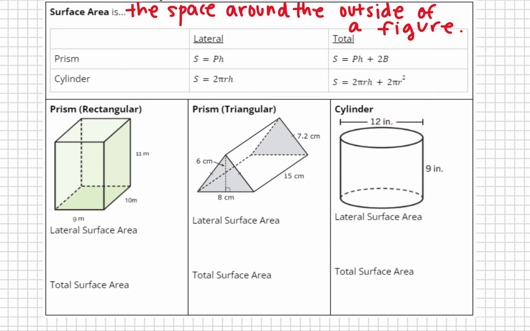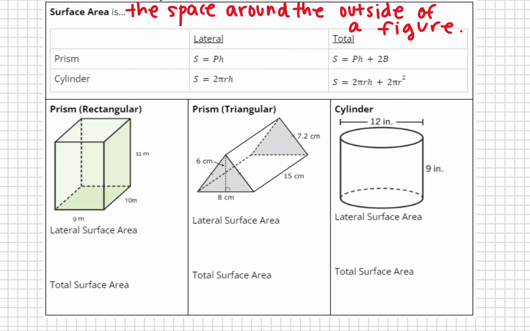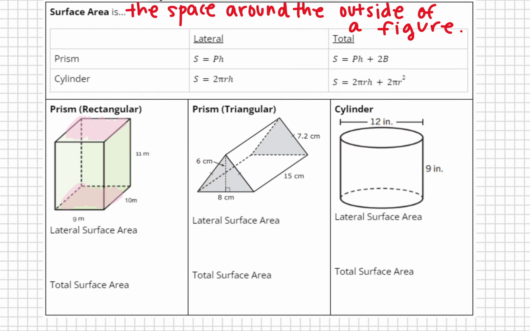If you want to find the lateral surface area, you're finding the four sides around it, but not the bottom or the top bases. So the base is this bottom rectangle here and this top rectangle here. So we're finding the four sides, not including those two bases. Our formula for a prism for lateral surface area is perimeter times height.